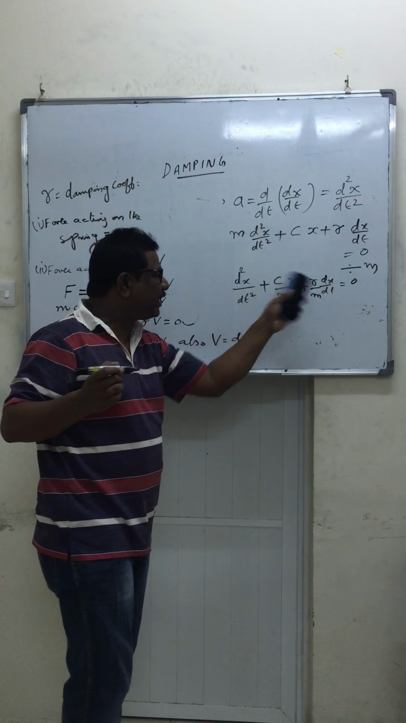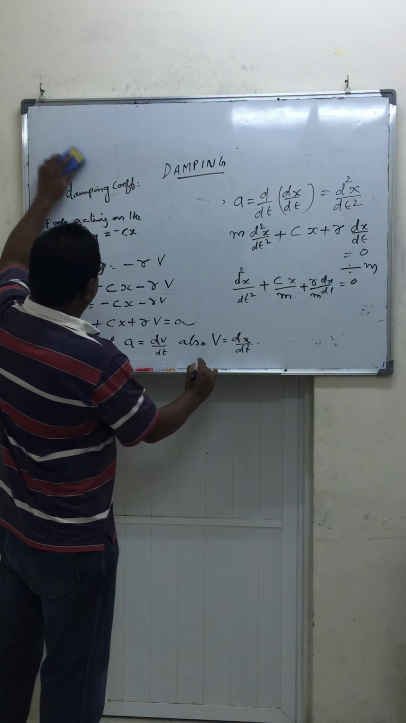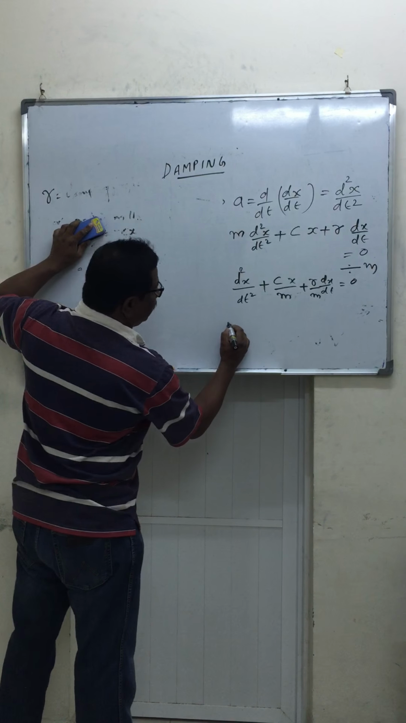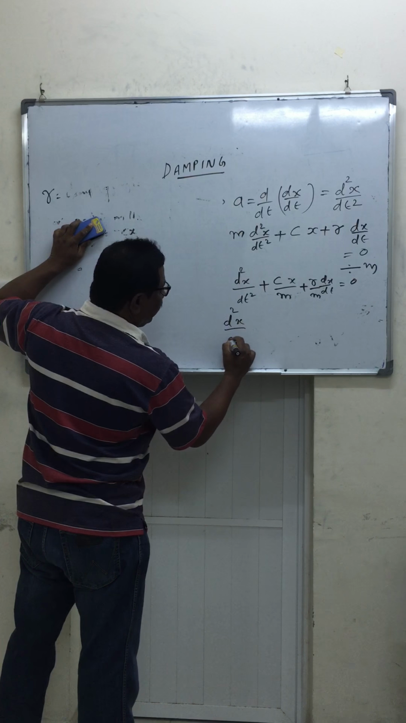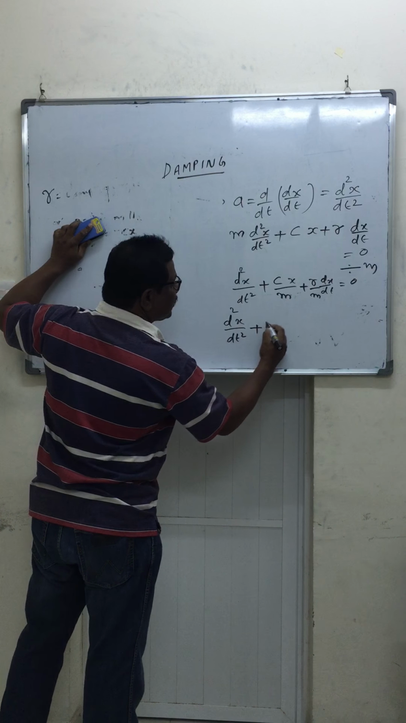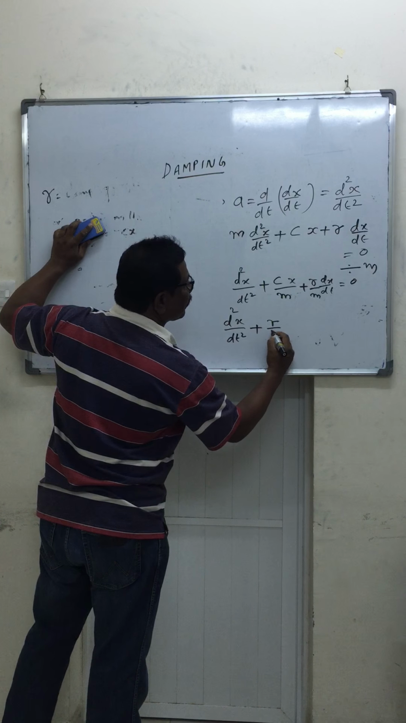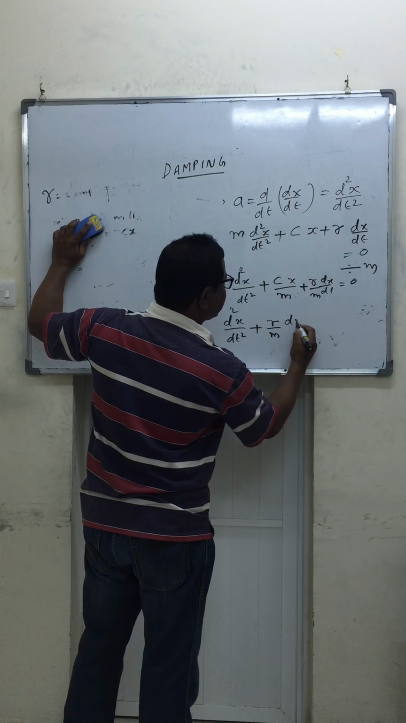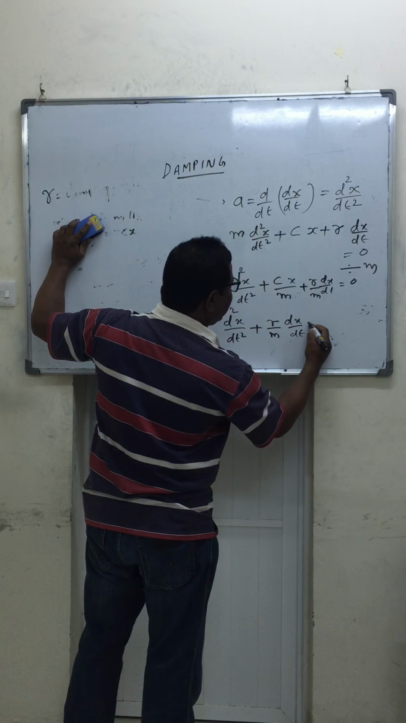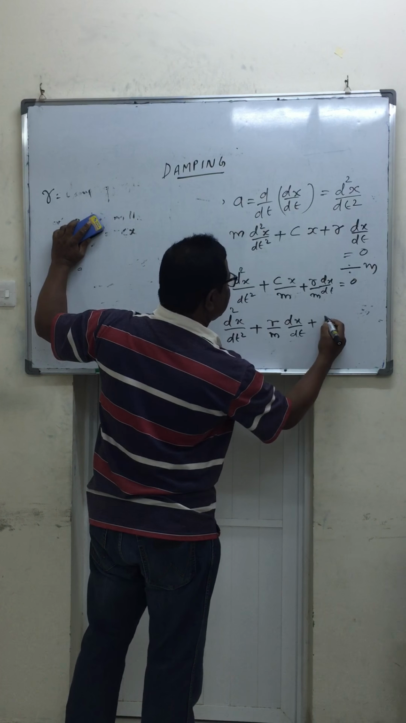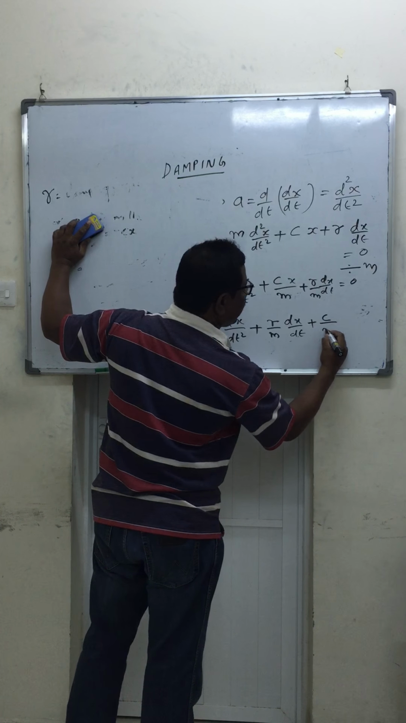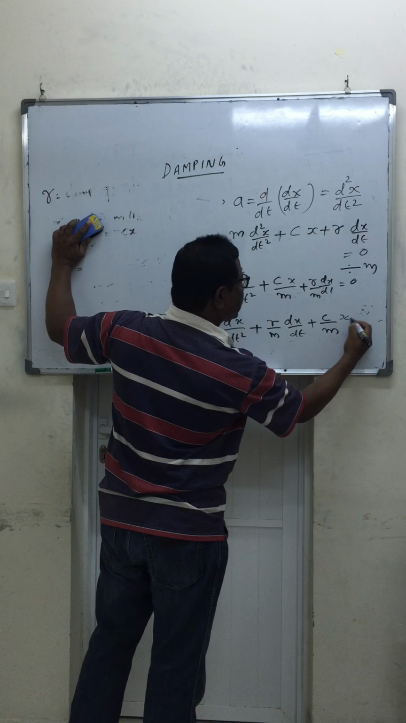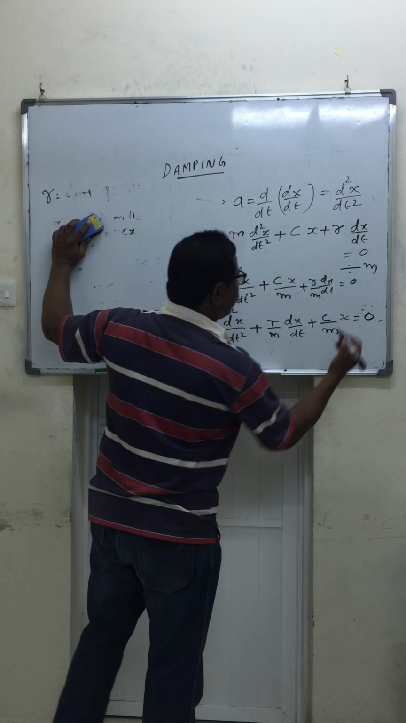So I can rearrange this one: d square x by dt square plus gamma by m dx by dt plus c by m into x is equal to 0.